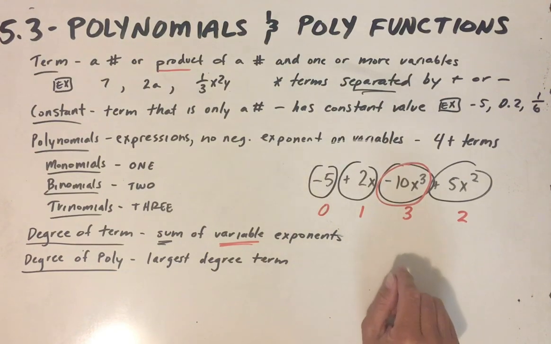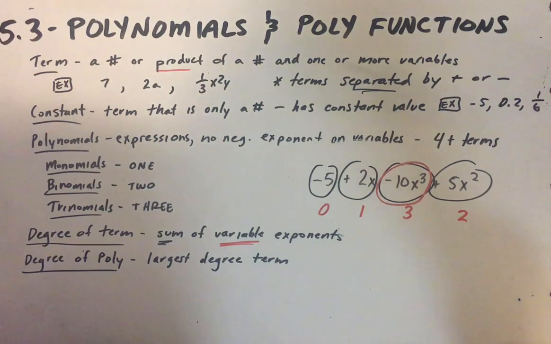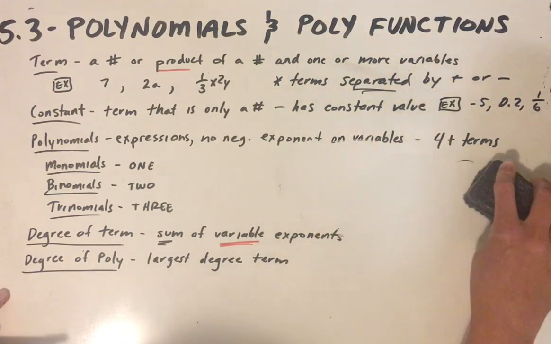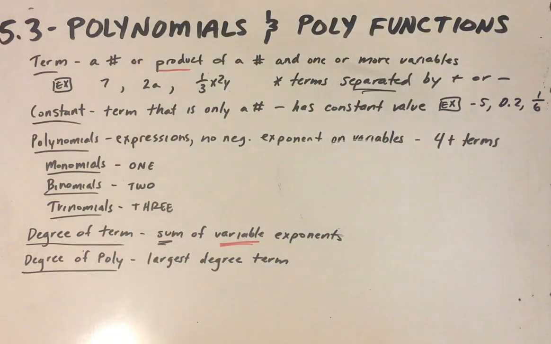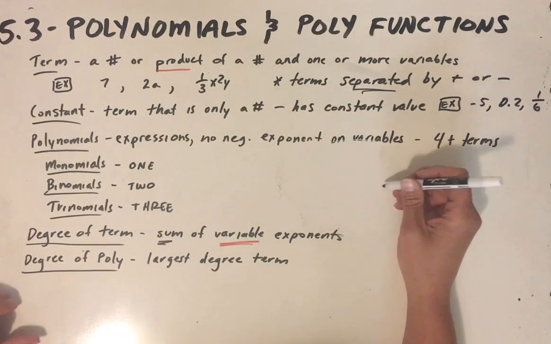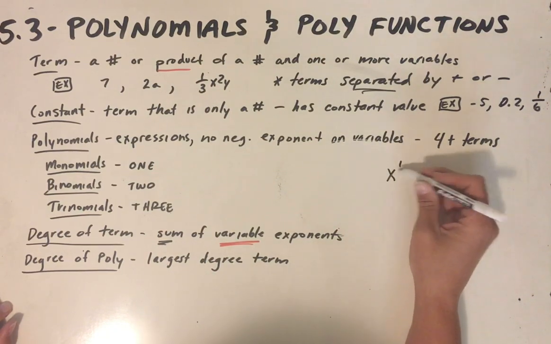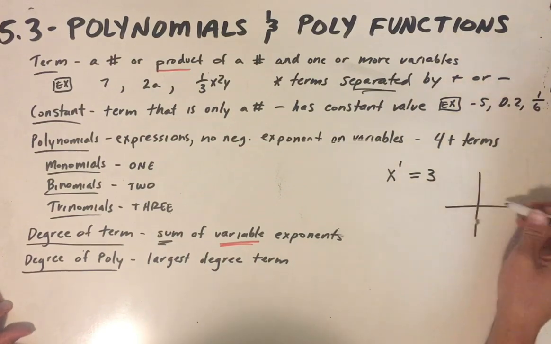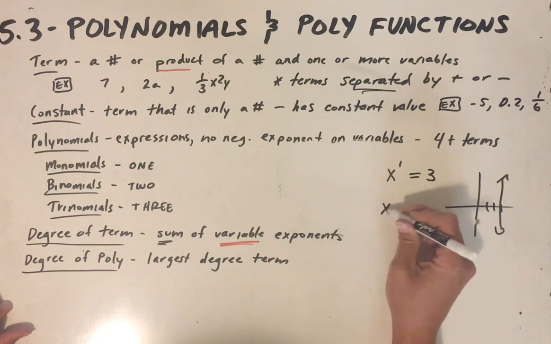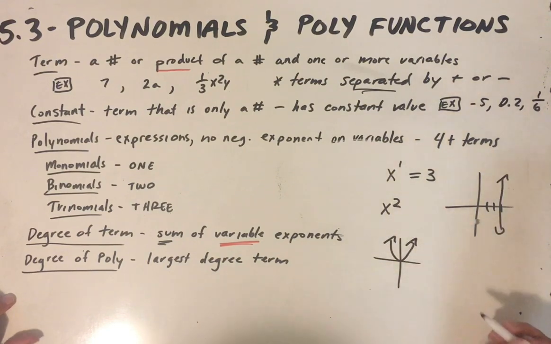Well, why do we care about this stuff? Well, right now you might not, but in the future, you're going to be asked to graph stuff like this. And when you are, something you should understand is that the degree of the polynomial tells you what it will look like. So for instance, you know that if you just have a single x equals 3, that this looks like this. But if I have x squared, it is going to look like this.